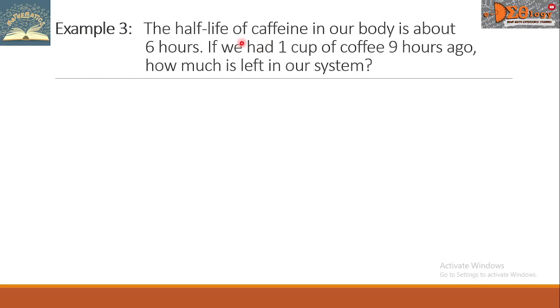Example 3. The half-life of caffeine in our body is about 6 hours. If we had 1 cup of coffee 9 hours ago, how much is left in our system? We write our equation here, and we regard this as equation number 1. When we analyze the problem, we can see that at time equals 0, n sub 0 equals 1 dose of coffee.